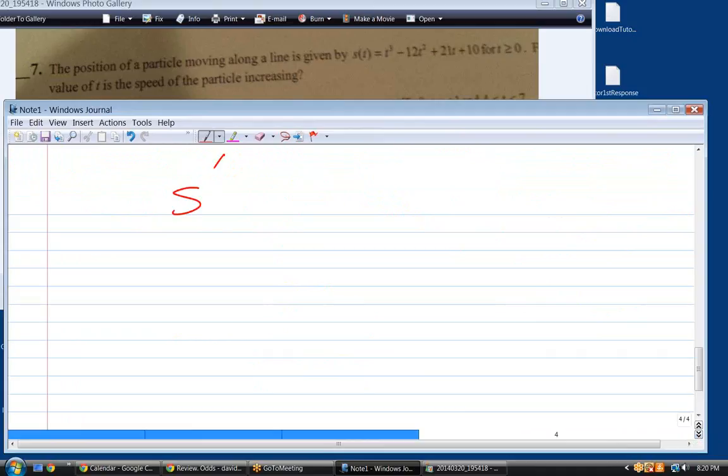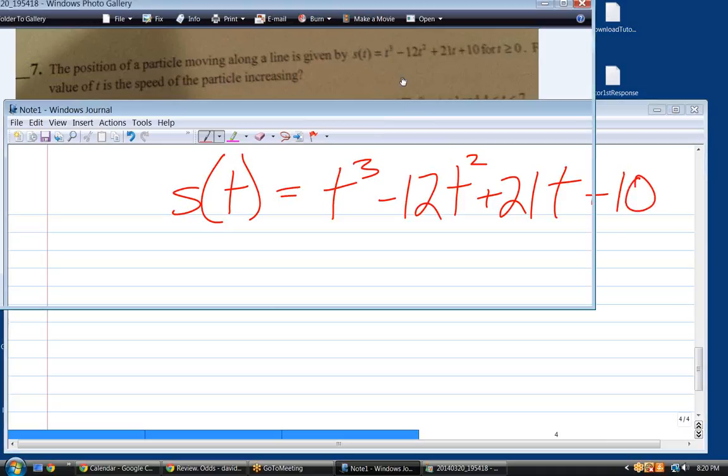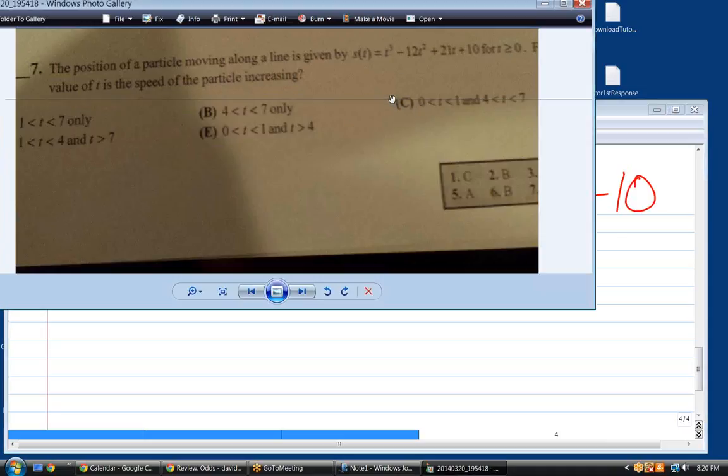Okay, so we have this position function. For positive t. Find the value of t. What does the rest of it say? It didn't get captured. Oh, wait, that's number 6. Yeah, number 6. For what value of t is the speed of the particle increasing?